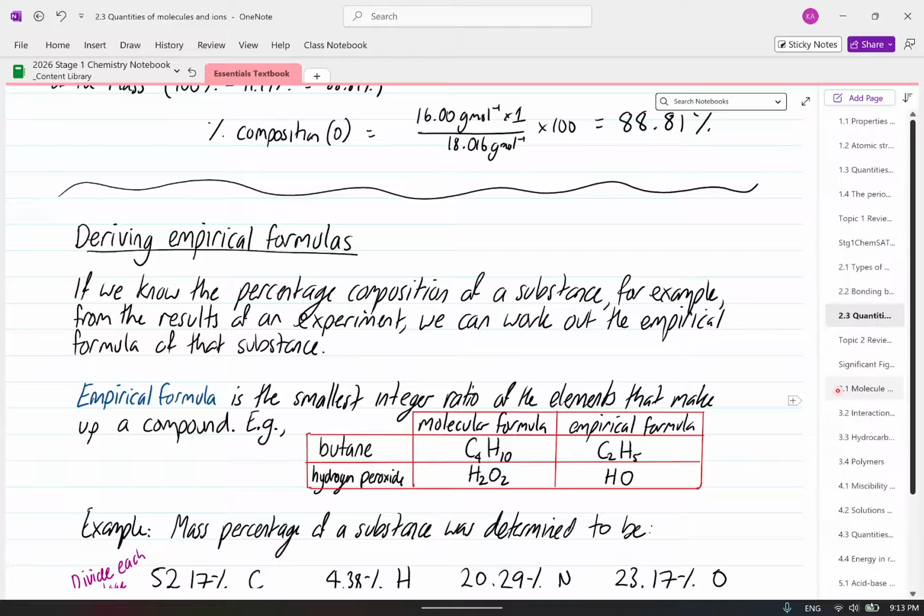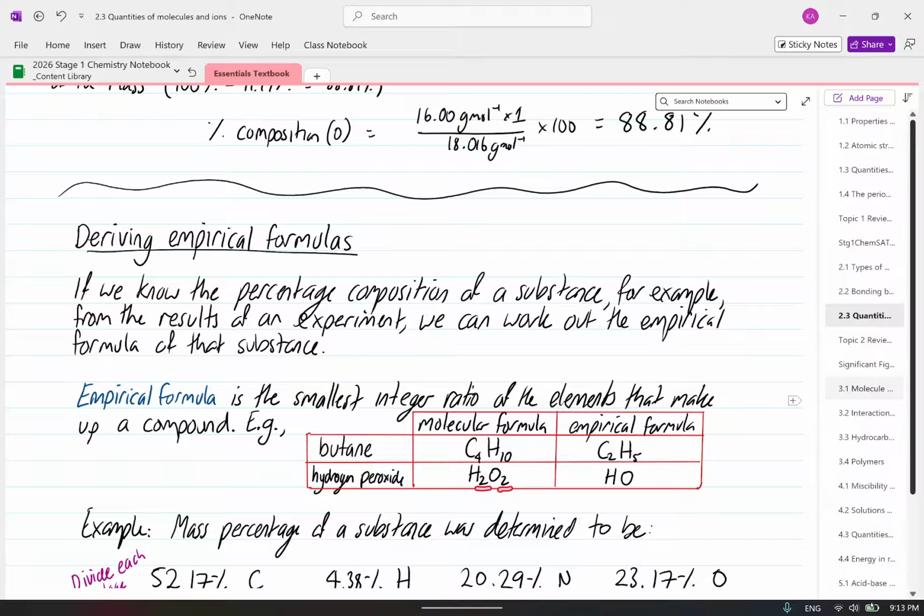But the empirical formula instead is looking at the lowest integer ratio of those atoms, and both these numbers, 4 and 10, are divisible by 2. If we do that, we end up with C2H5. That shows us that for every 2 carbon atoms, there are 5 hydrogen atoms in butane, even if that's not the actual formula of the molecule. Similarly, for hydrogen peroxide, its formula is H2O2. As you can see, there are 2 hydrogens and 2 oxygens, but both those values are 2.